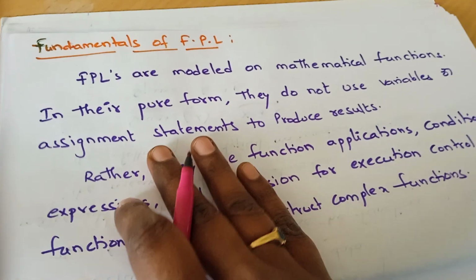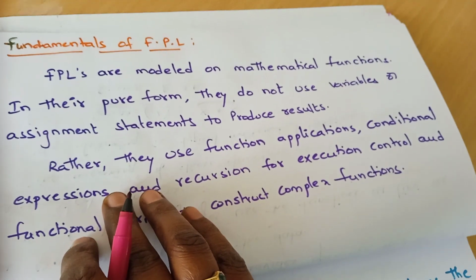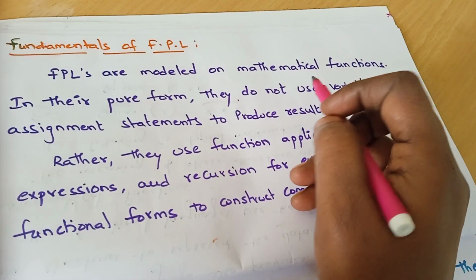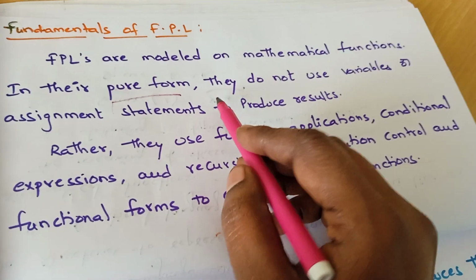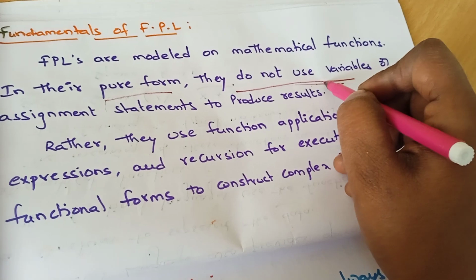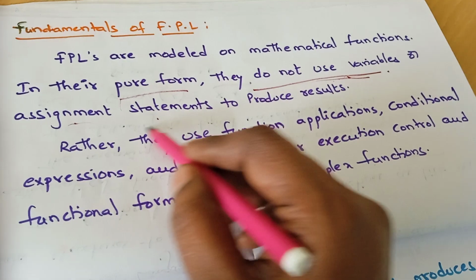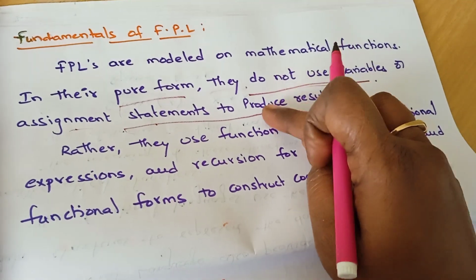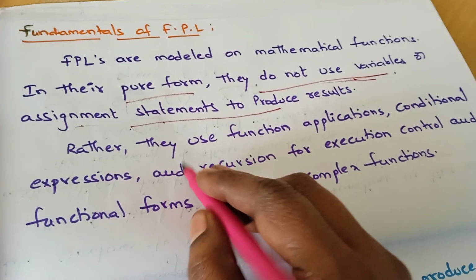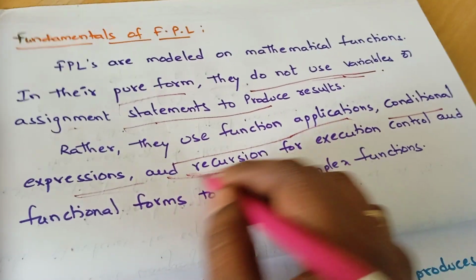And let's see some more points about the fundamentals of functional programming languages. Basically, functional programming languages are modeled on mathematical functions. In their pure form, they do not use variables, and this is a feature of functional programming languages, nor assignment statements to produce the result. We discussed this point as the first point of this lecture. Rather, they use function applications, conditional expressions, and recursion.